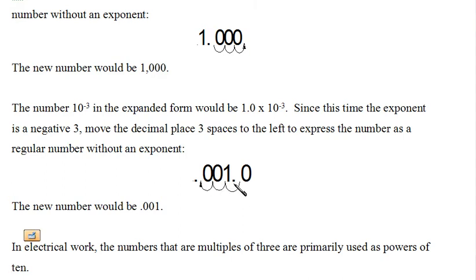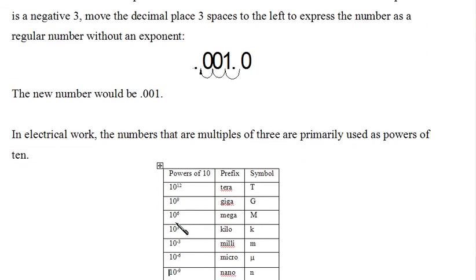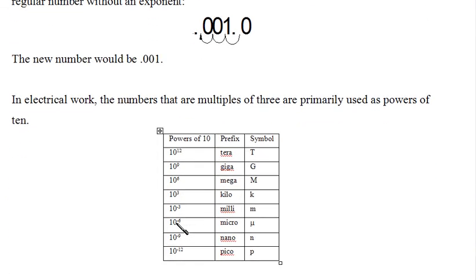So again, here it's 1.0 again. So there's the point to the right of the 1. It's a minus 3 power. So I take this, I go 1, 2, 3. So now I have to add 2 zeros. So the new number would be 0.001. In electrical work, the numbers that are multiples of 3 are primarily used as powers of 10.